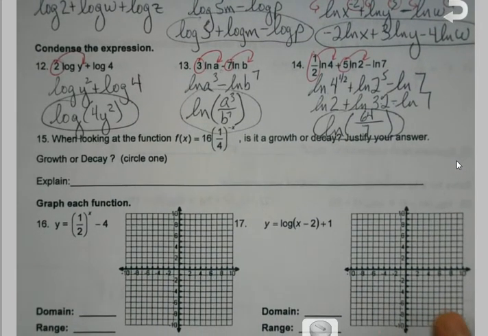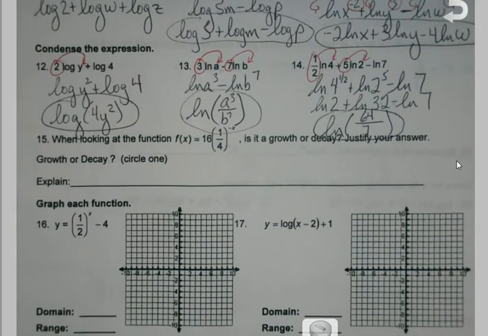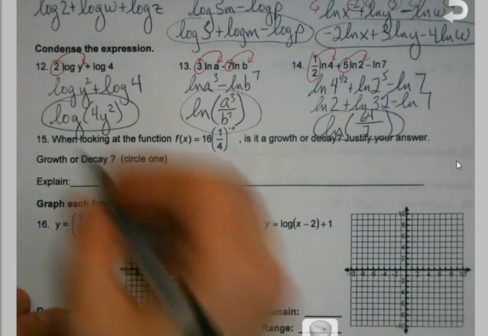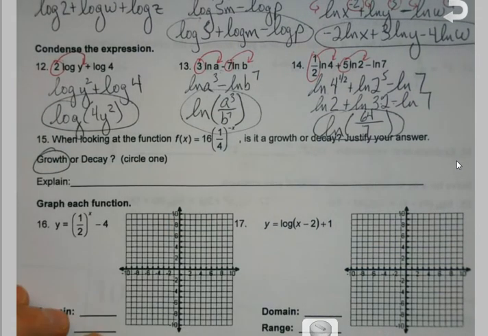A favorite question from the last quiz comes up next. When looking at the function 16 times 1/4 to the negative x, is it growth or decay? Okay, you need to do more than just say growth. It has a negative exponent. Or I'll do what I did to a lot of you last time. I'll say but, and I'll throw the opposite number in and say, ooh, but that's decay, so no.